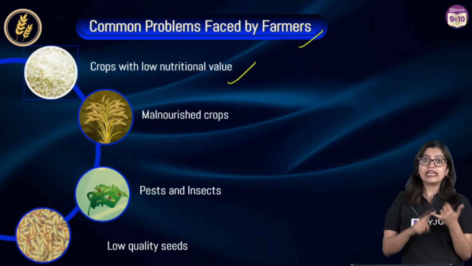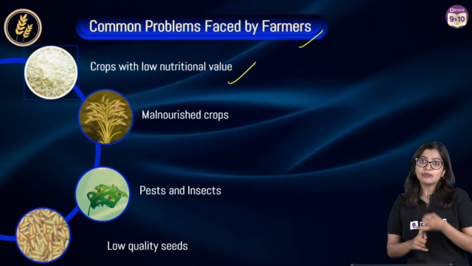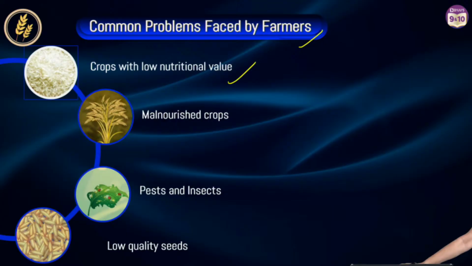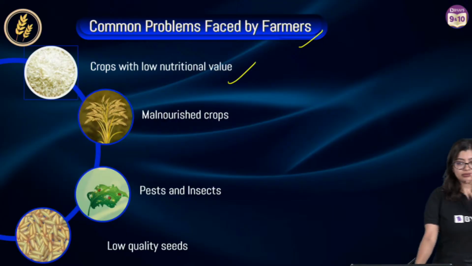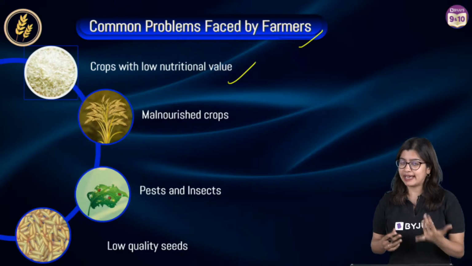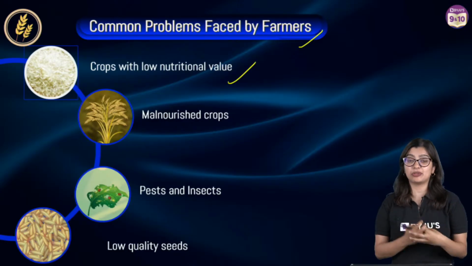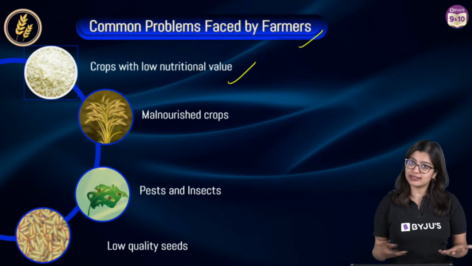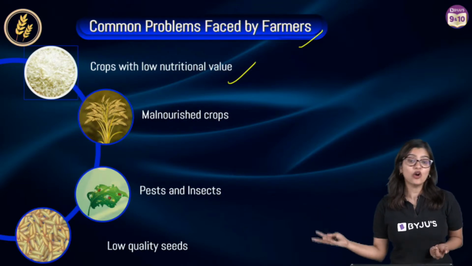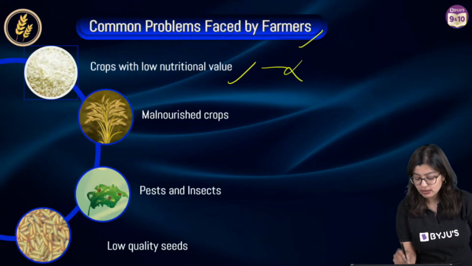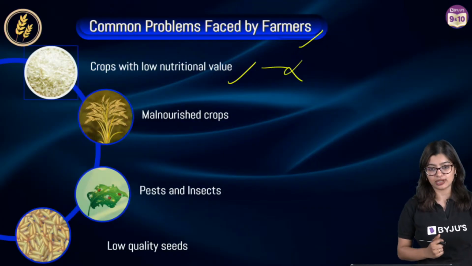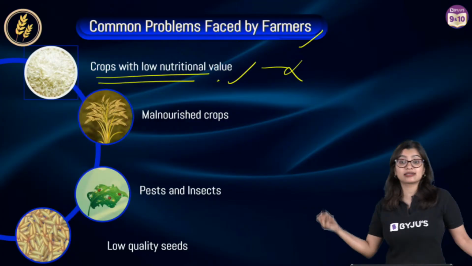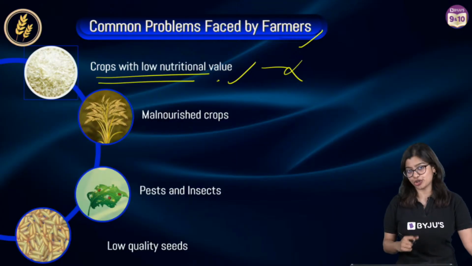Imagine your mama says, eat dal, eat rice, eat vegetables because they are rich in nutrients. But imagine that they don't have all those nutrients that we need. Then despite eating all of those plants, we will not get the nutrition that is necessary for us. Over a period of time, we have observed that some crops are growing with low nutritional value.